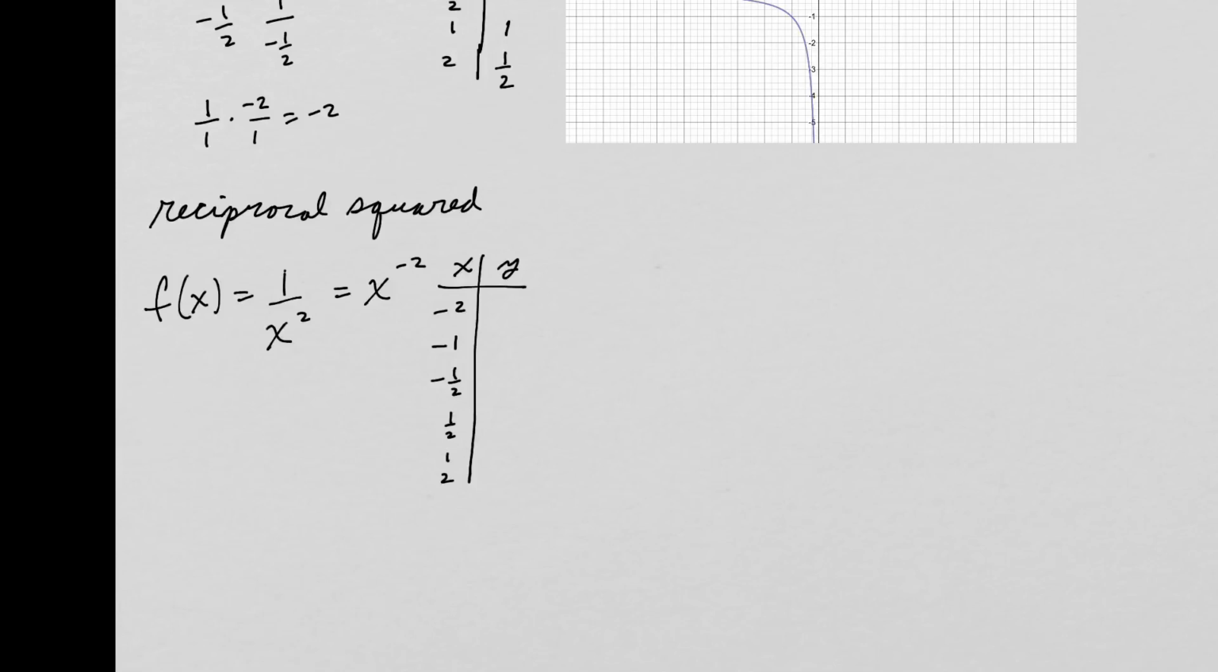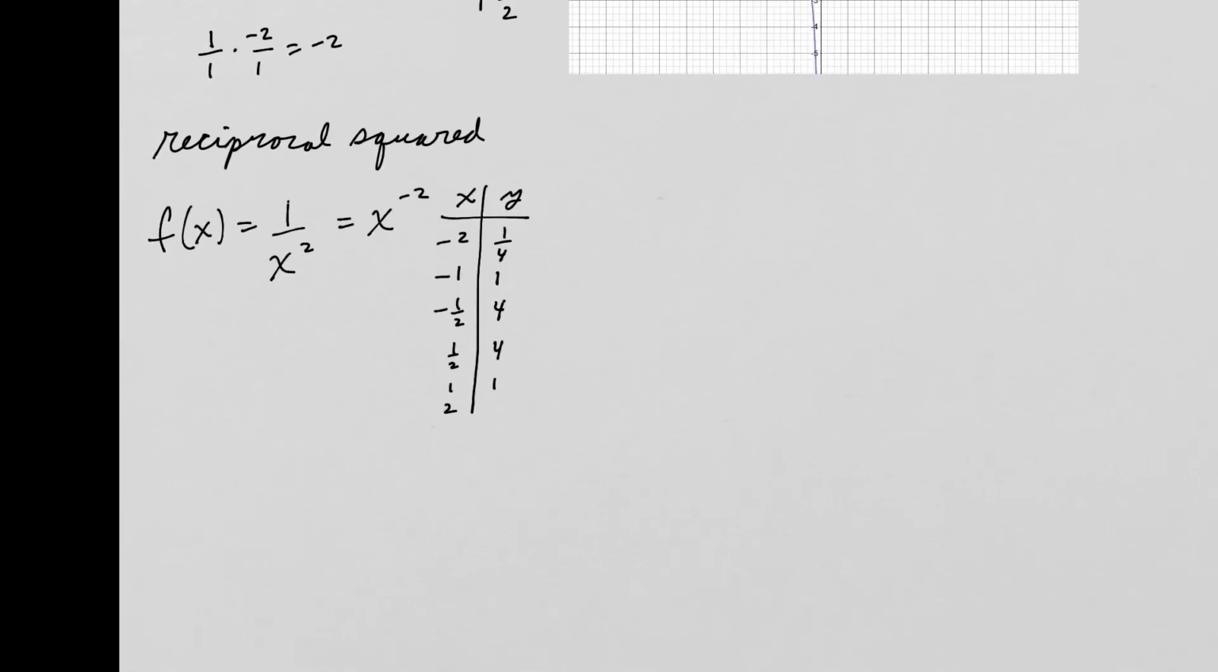So now if I plug in negative 2 into the reciprocal squared function, on the denominator I have negative 2 squared, which is 4, so this is going to be 1/4. If I plug in negative 1, I get negative 1 times negative 1, which is 1, and 1 over 1 is 1. If I plug in negative 1 half, I get positive 1/4, and 1 over positive 1/4 is 4, right? And then this is also going to be 4, and then 1, and then 1/4. And so on, right? I'm just doing those 6 points for now, just to get an idea.